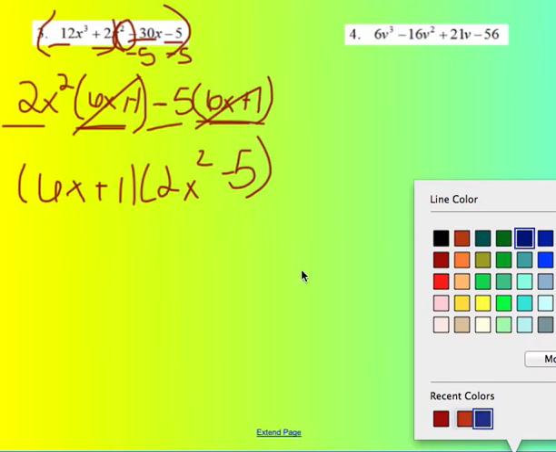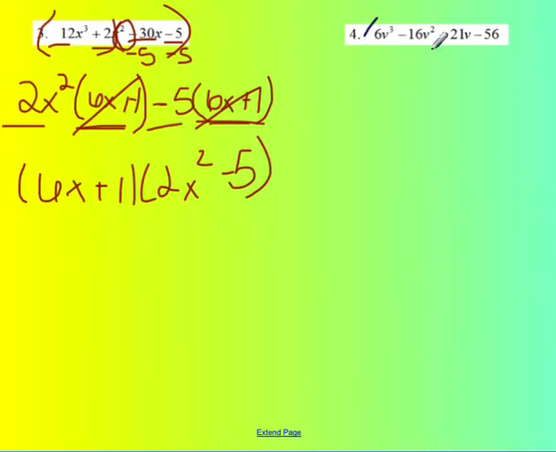Let's take a look at number 4. So for number 4, again, factoring by grouping. Between 6 and 16, I can take out a 2. Between v cubed and v squared, I can take out a v squared. 6 divided by 2 is 3. V cubed divided by v squared is v. 16 divided by 2 is 4. And the v squareds are going to cancel out. So that's good for my first parenthesis.